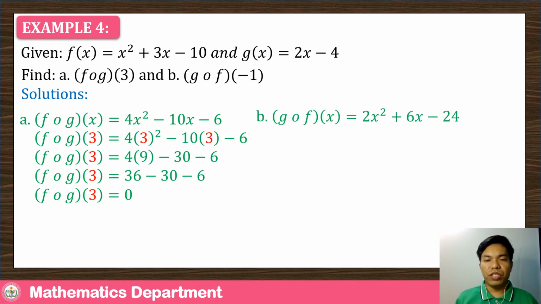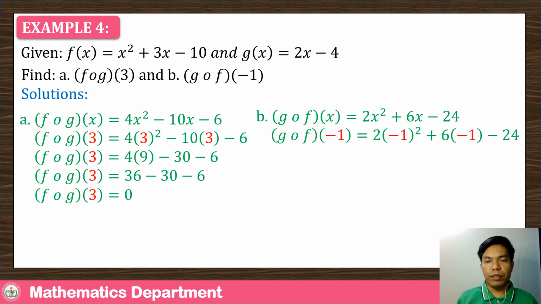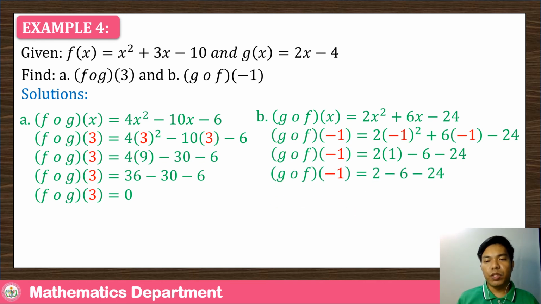For the second one, g composed of f of x is equal to 2x squared plus 6x minus 24 based on our computation kanina. And then, just like what we did in letter A, we will replace our variable x with negative 1. As a result, we have 2 times negative 1 squared plus 6 times negative 1 minus 24. When we simplify this, you will have 2 times positive 1 minus 6 minus 24. Simplifying further, 2 minus 6 minus 24 is equal to negative 28. So therefore, g composed of f of negative 1 is equal to negative 28.